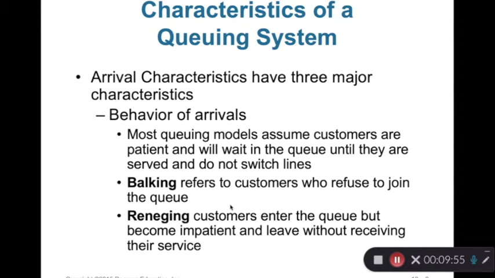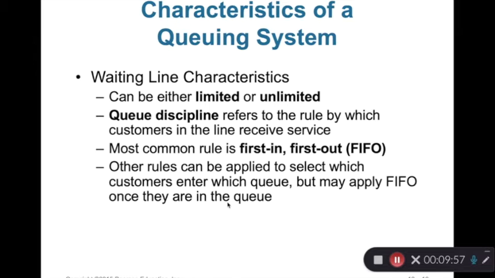For a waiting line, the waiting line could be limited or unlimited. And also we should look at the queue discipline. Queue discipline refers to the rule by which customers in the line receive service. For example, we may use the most common rule, first in, first out. Also, you have other rules. But in this chapter, we just focus on first in, first out, FIFO.